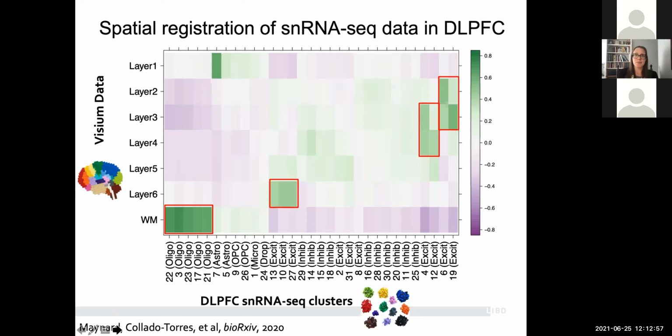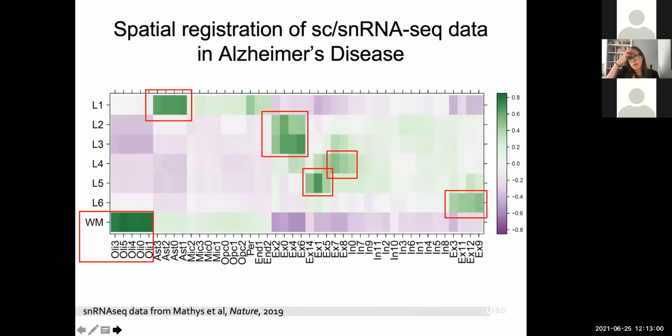In addition to our own data, we've also done spatial registration for other publicly available cortical data sets to add spatial context to existing single cell data. So for example, we did this for single nucleus RNA-seq data from 48 donors across 71,000 nuclei obtained from the human prefrontal cortex in a study of Alzheimer's disease by Matthews and colleagues. So the heat map shows the correlation between the enrichment statistics computed on the single nucleus RNA-seq data on the x-axis against those from our laminar Visium data on the y-axis. So we were able to assign different neuronal clusters to specific cortical layers.